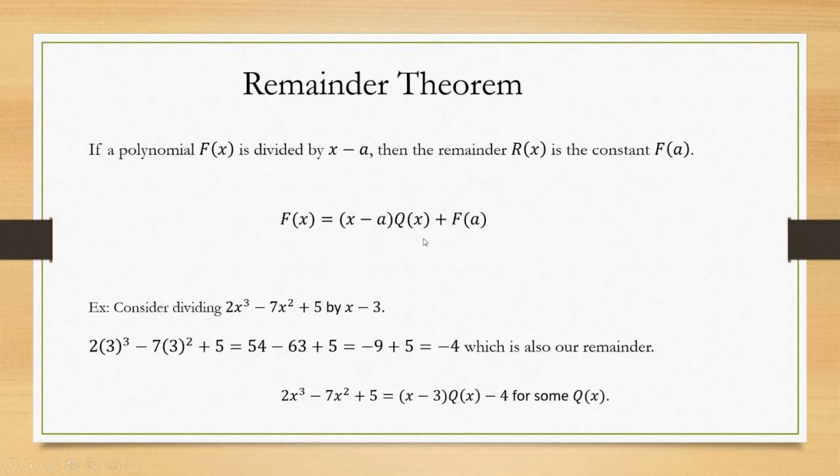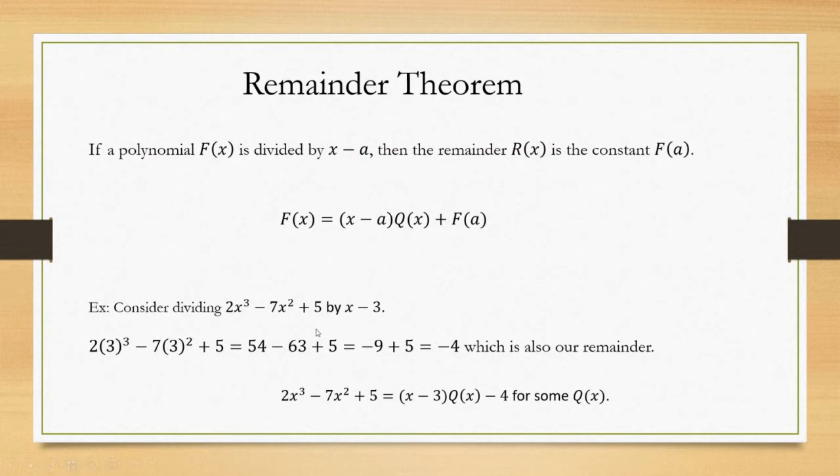But from this equation, or from the division algorithm, I should say, you can actually get that the constant is f of a. So you can get the remainder ahead of time, is what I'm saying. What the quotient is, that's a different story, but you can get the remainder.